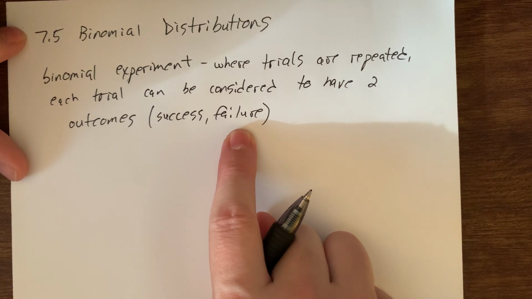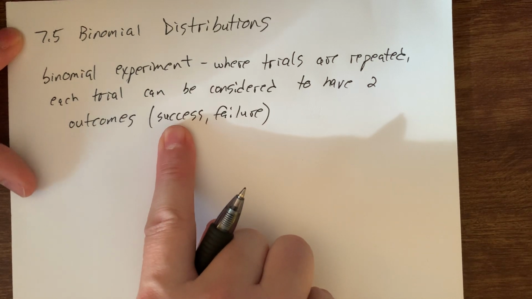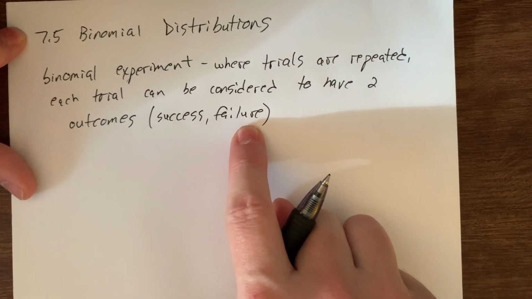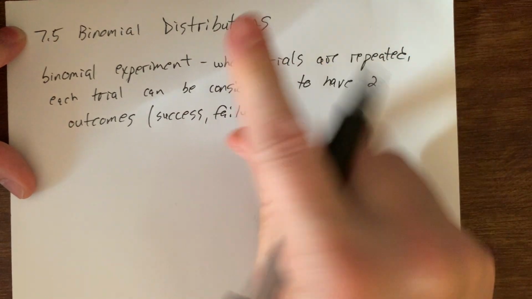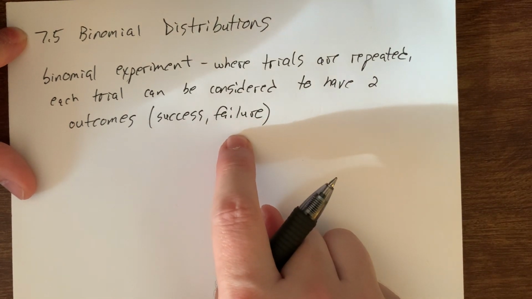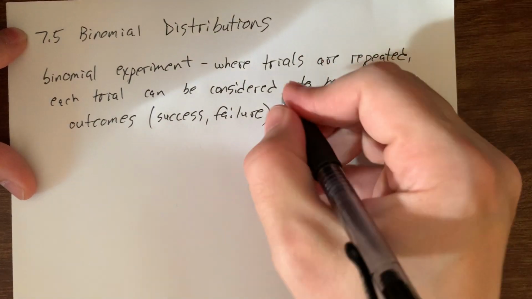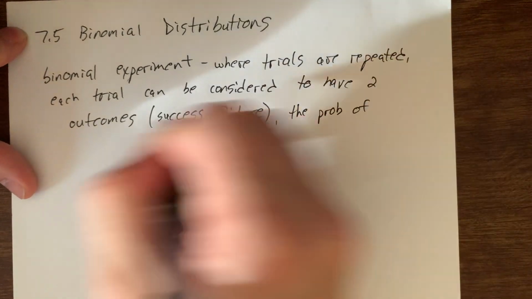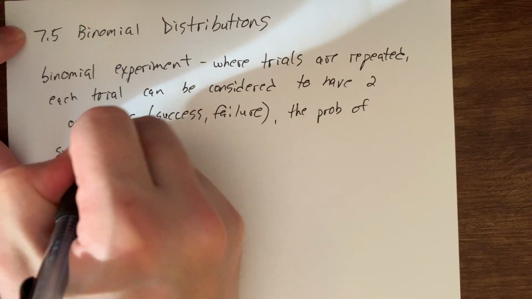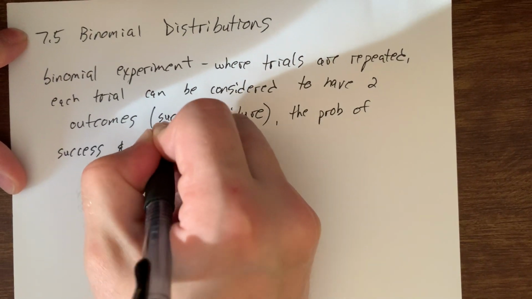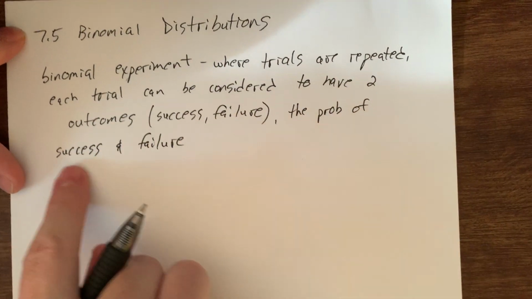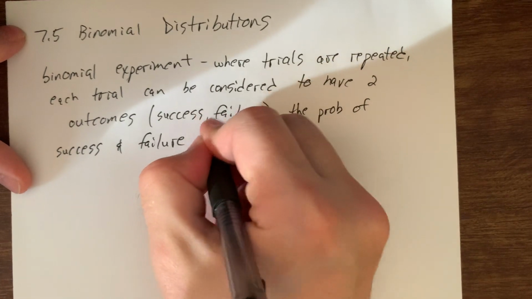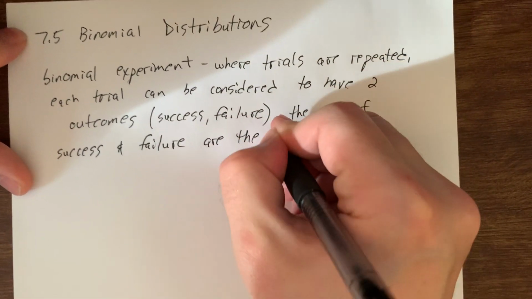If we're rolling a die and we want a 5, well, rolling a 5 is a success, and rolling anything else would be considered a failure. So it sounds harsh, but it's really just not getting whatever it is that we want. That the probability of success and failure are the same for each trial.